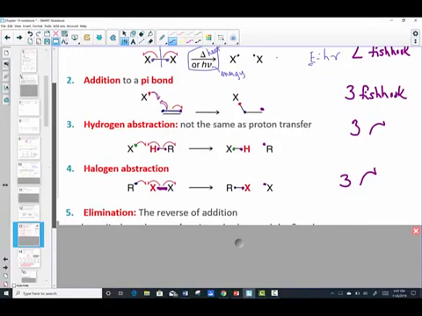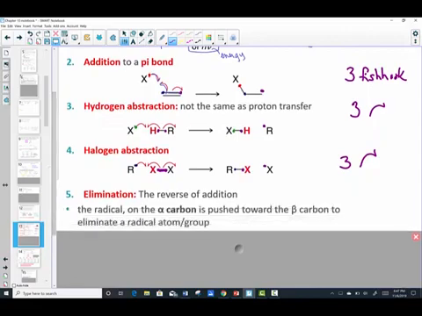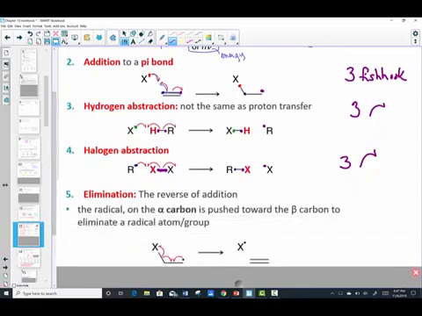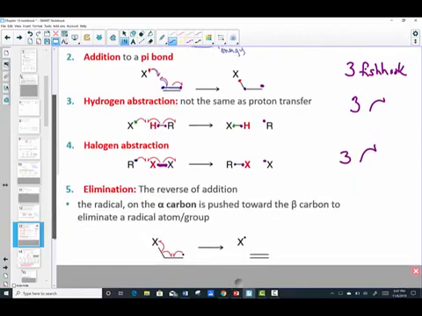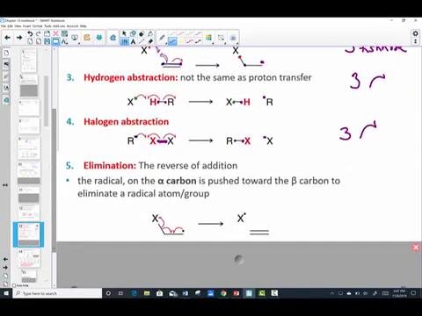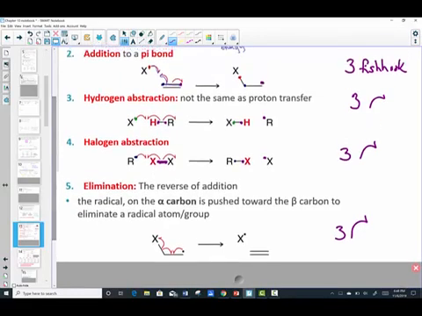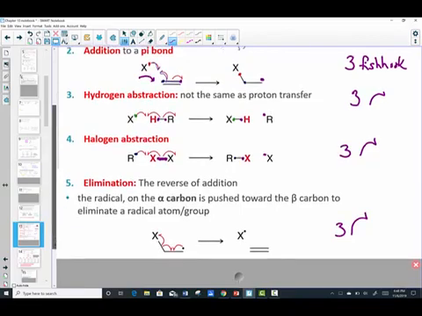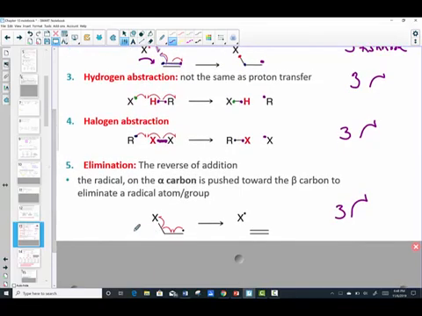Number five, the fifth general pattern, is known as elimination. In the elimination process, it is exactly the reverse of addition. So the radical on the alpha carbon is pushed toward the beta carbon to eliminate the atom or group that's being pushed out. Notice again, we have three fishhook arrows. A moment ago, we added the X onto the chain. Here, we're eliminating the X off the chain.